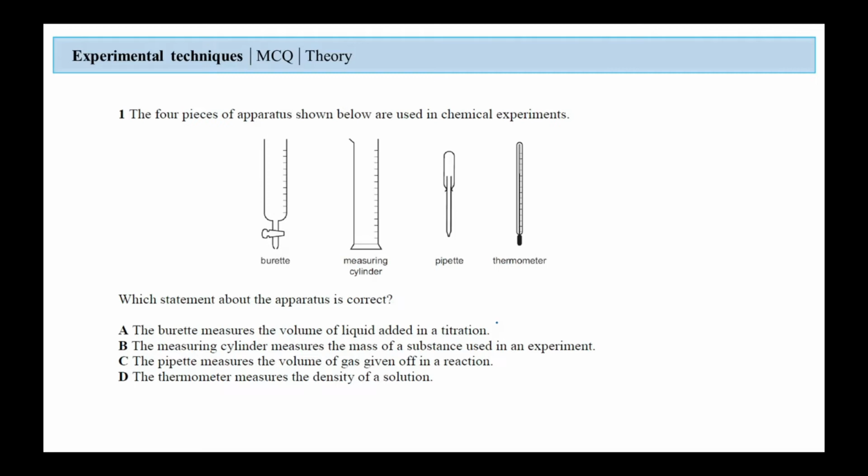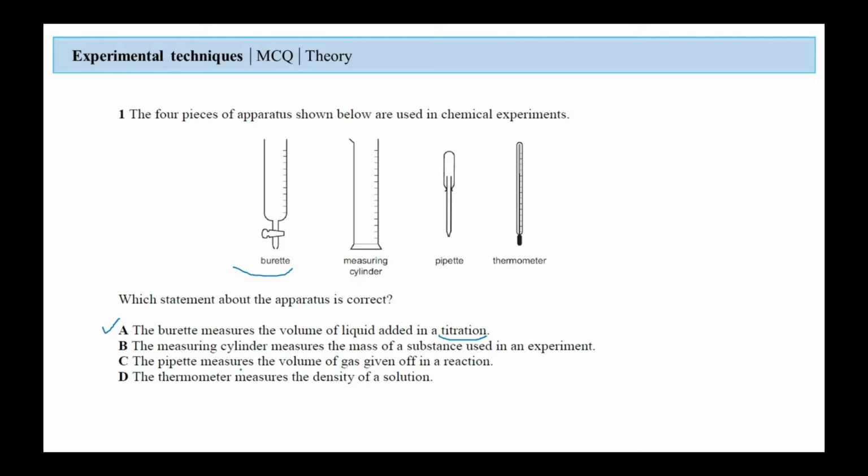Actually, this is what I've explained at the beginning of this video. So here the right answer is this one. The burette is actually the apparatus which is used to measure the volume of liquid added in titration. Let's see the other statement. The measuring cylinder measures the mass of substance used in an experiment. This is not correct because the measuring cylinder is measuring volumes of liquids and not the mass of substances.